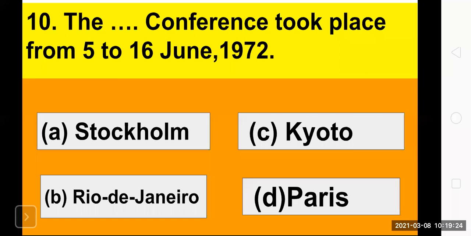So the next question: we have to identify which conference took place from 5 to 16 June 1972. Now these are the different conferences: Stockholm conference, Rio de Janeiro conference, Kyoto and Paris. All these are conferences. So we have to recognize which conference took place from 5 to 16 June of 1972.